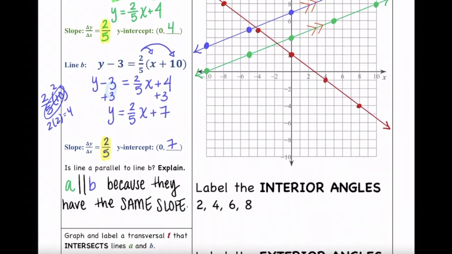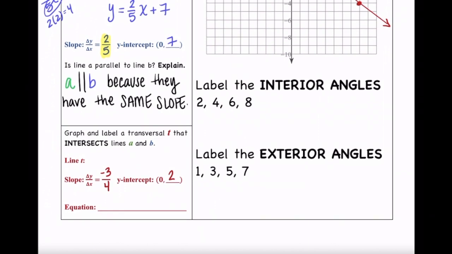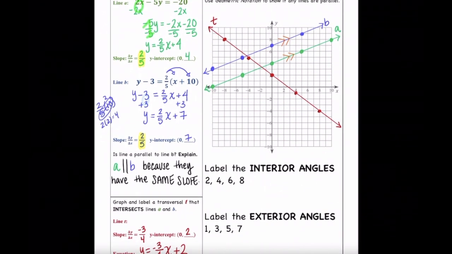for transversal. All right, so since the slope of this line was negative 3/4 and the y-intercept was 0, 2, write out the equation. y equals negative 3/4 x plus 2. y equals mx plus b. Okay, we are almost done here.